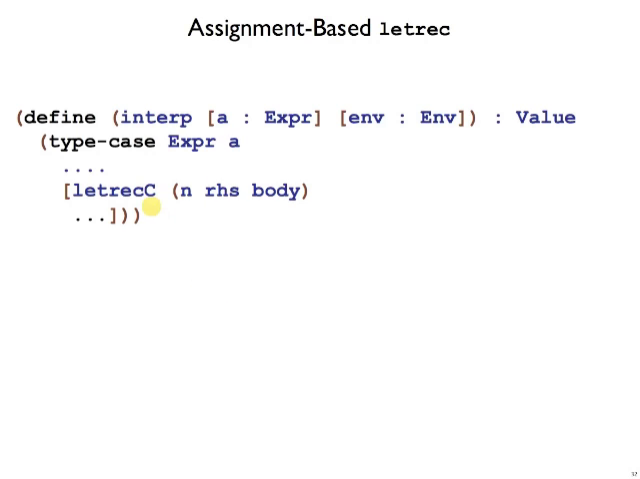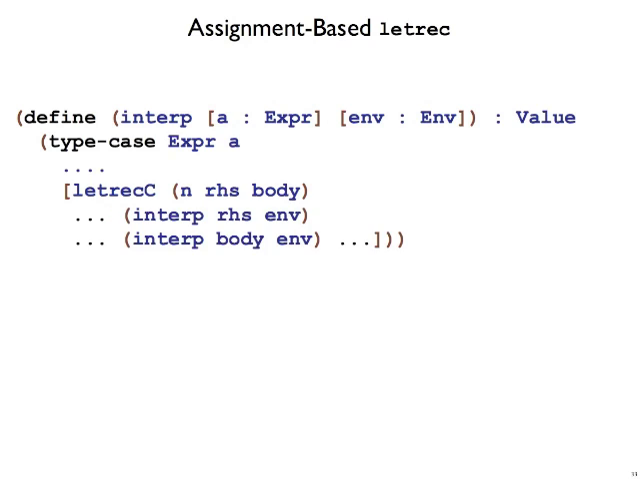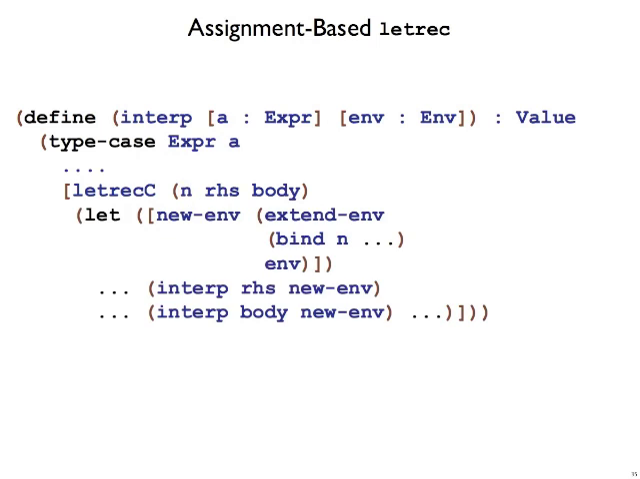So our letrec now is going to have a name, a right-hand side, and a body, as always. The template would encourage us to interpret the right-hand side and the body in the environment, but we know that this isn't right. This is what's interesting about letrec, is that it needs a new environment that extends the current one with a binding for n. So we're going to set up that new environment, extending the current one with the binding for n, where over here we get to put our, for now, arbitrary value that's inside of a box.